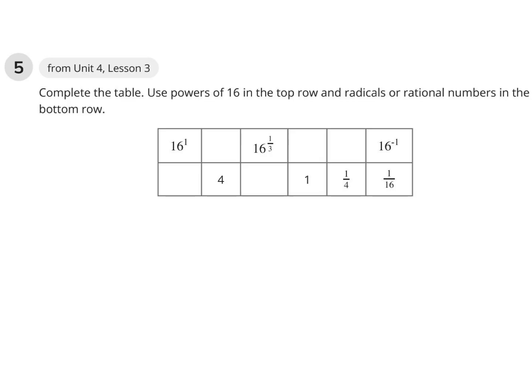Okay, exponent laws. Anything to the first power is that number. 16 to the 1/2 is 4. 16 to the 1/3 is the cube root of 16. 16 to the 0 is 1. 16 to the negative 1/2 is 1/4. And 16 to the negative 1 is 1/16.